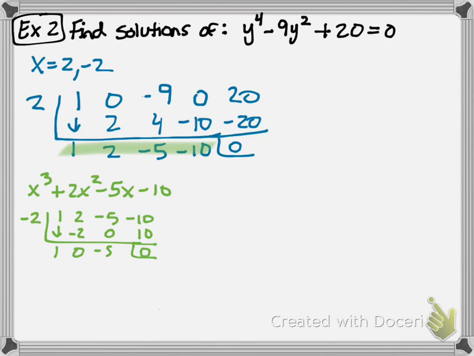My new equation here is, I'll do this in purple just to stay consistent here. So after we've proved 2 and negative 2, I'm left with the quadratic x squared minus 5. Now this one's a little different because if you look in the calculator, the only ones it gives me are 2 and negative 2. However, I still have this quadratic x squared minus 5.